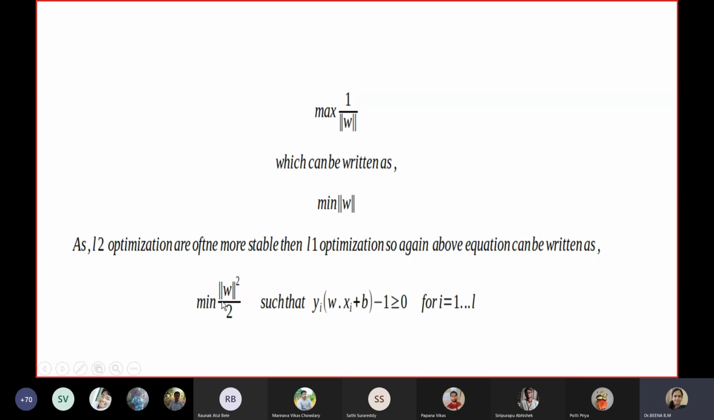What is the final equation for the hyperplane? Min of modulus of w squared divided by 2, such that yi times (w into xi plus b) minus 1 should be greater than or equal to 0, for i equal to 1 to the number of samples.